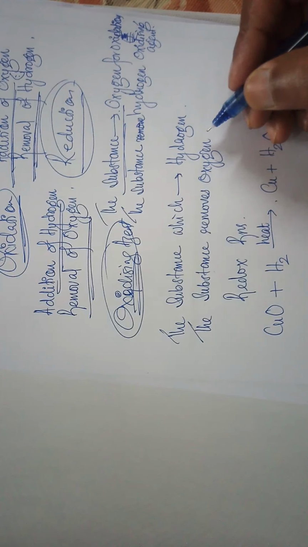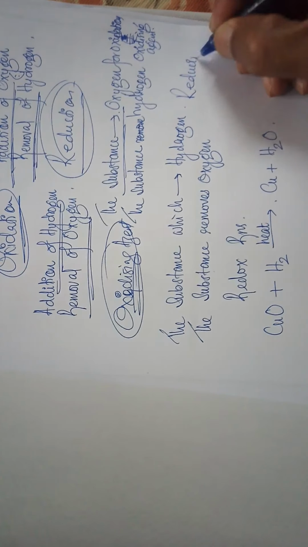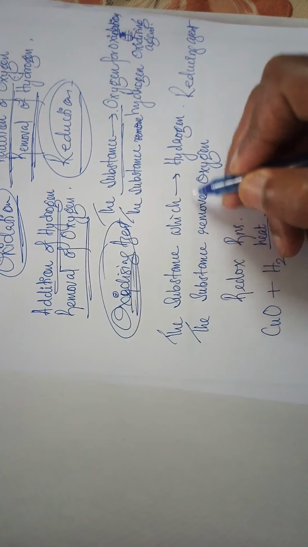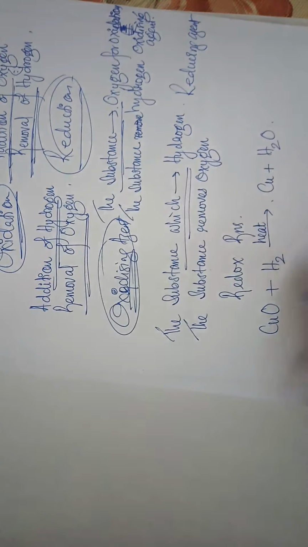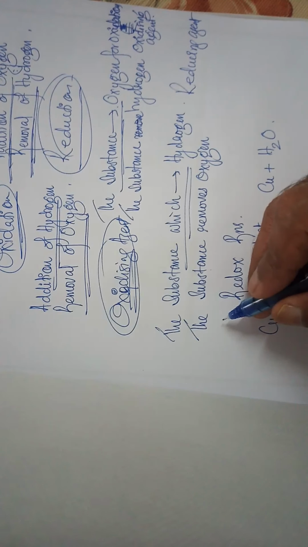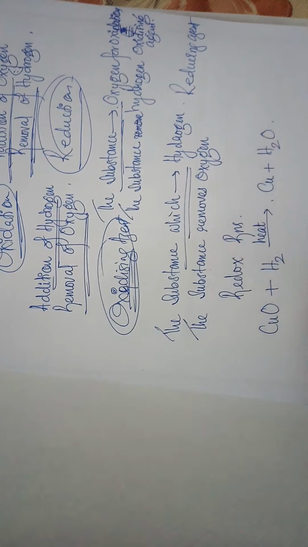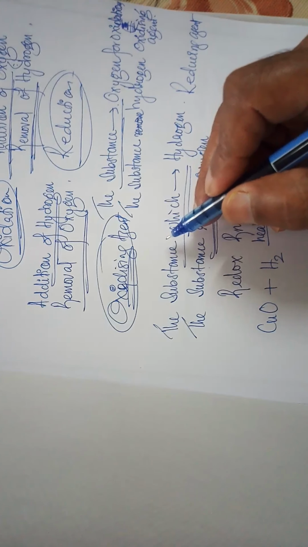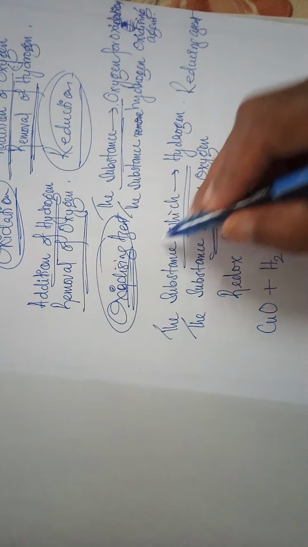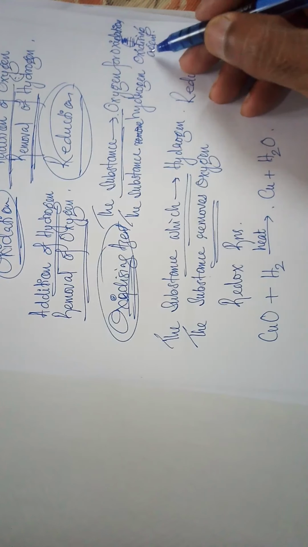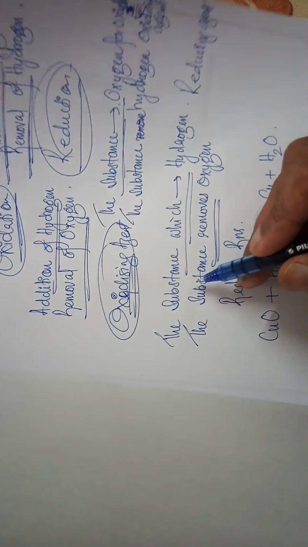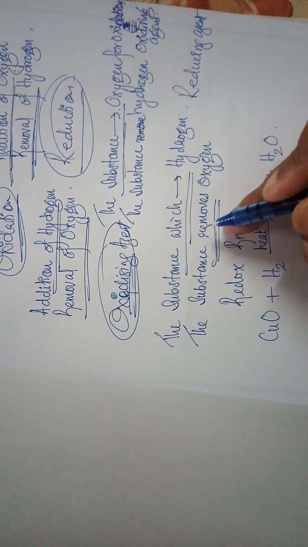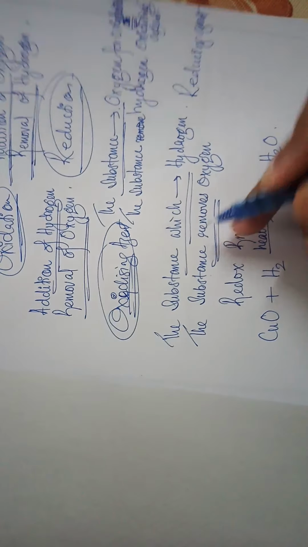And what is a reducing agent? The substance which gives hydrogen for reduction is called a reducing agent. We can also say the substance which removes oxygen is also called a reducing agent. So an oxidizing agent gives oxygen for oxidation or removes hydrogen, and a reducing agent gives hydrogen for reduction or removes oxygen.